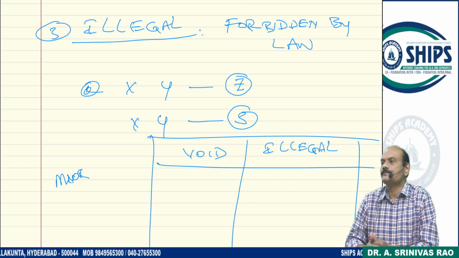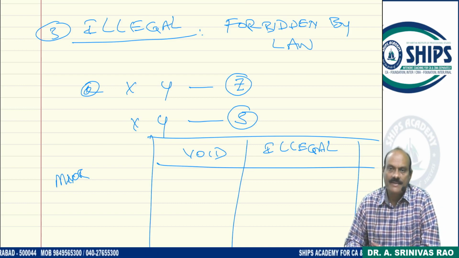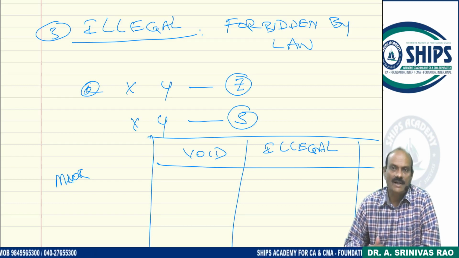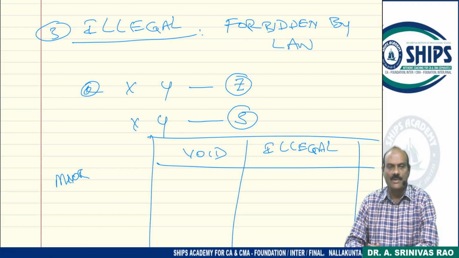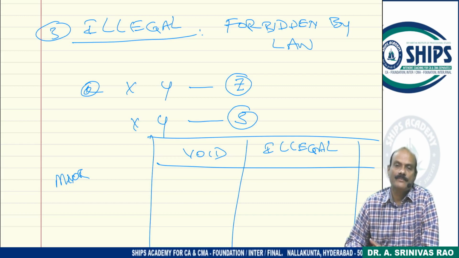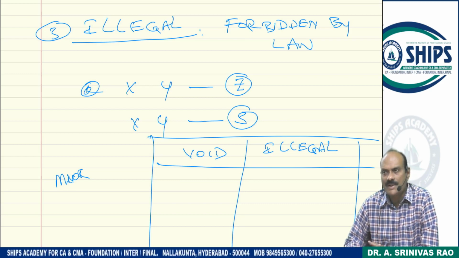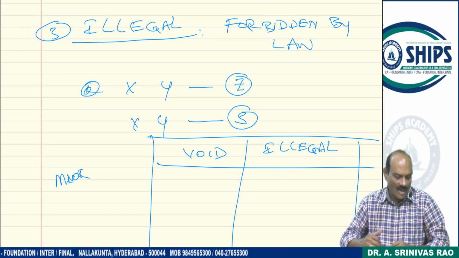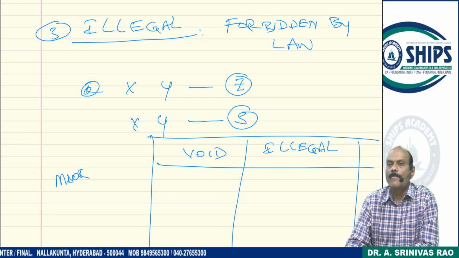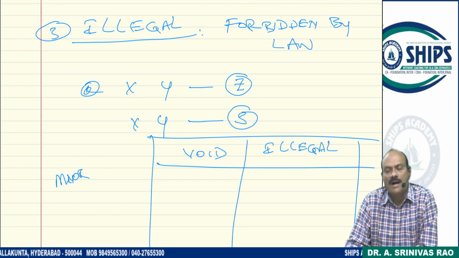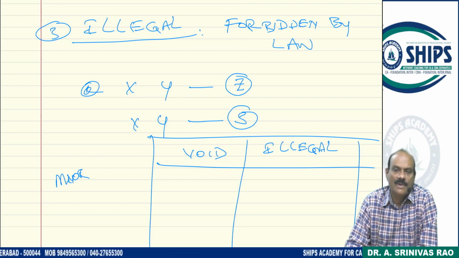Next, under void, no punishment. Under illegal, persons are prosecutable and punishable under the relevant law. Last point. Under void, all void agreements are not illegal. Under illegal, all illegal agreements are void. That's all.